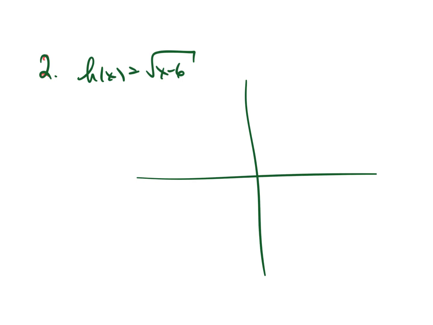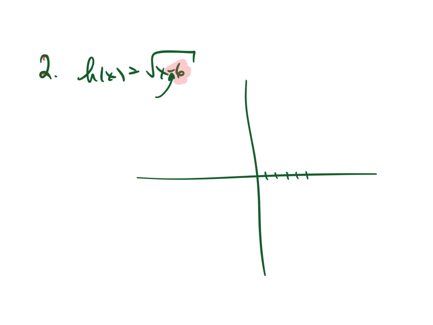Okay, and number 2 is h of x is equal to the square root of x minus 6. This time there's a plus or minus inside the radical. And when it's inside, we move the starting point left or right, opposite of the sign. So the opposite of minus is plus.